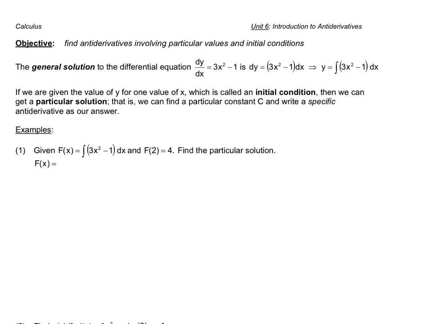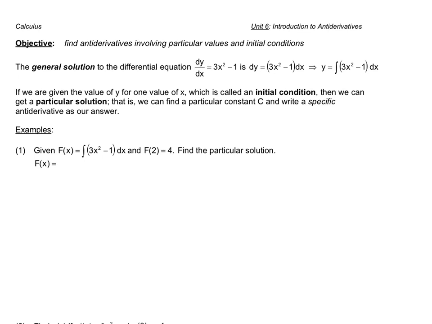All right, so we're going to find antiderivatives involving particular values and initial conditions. Sounds really fancy. My goal sounds even fancier: learn about particular solutions to differential equations, because there are two types of solutions, general solutions and particular solutions. So what's the difference? The general solution has a plus c in it. For a particular solution, we figure out what the c is.